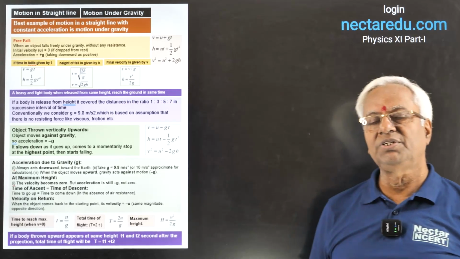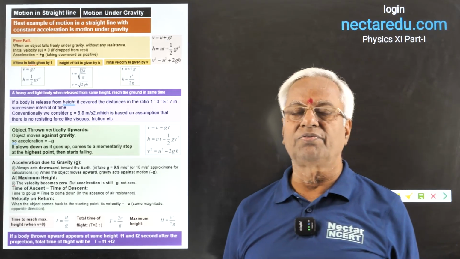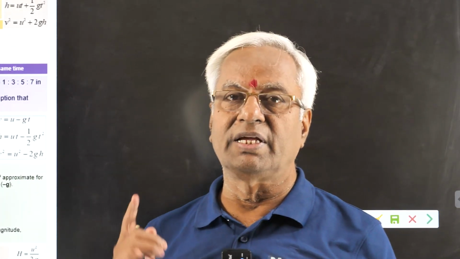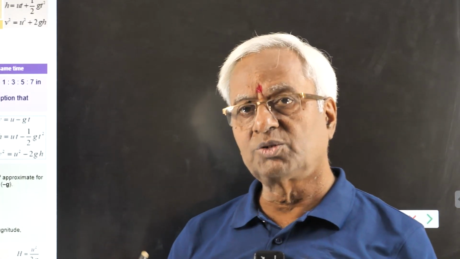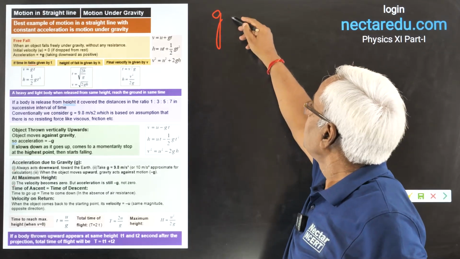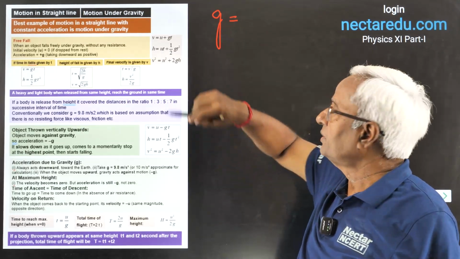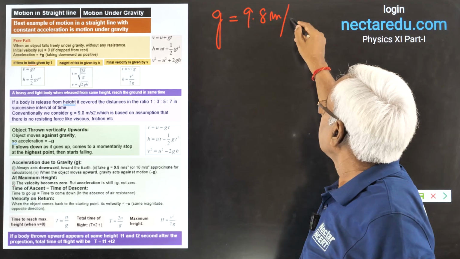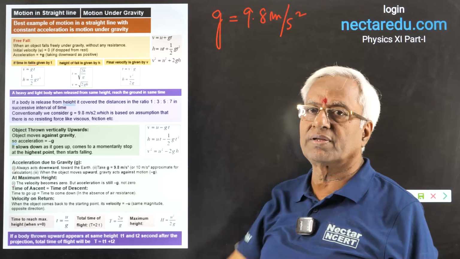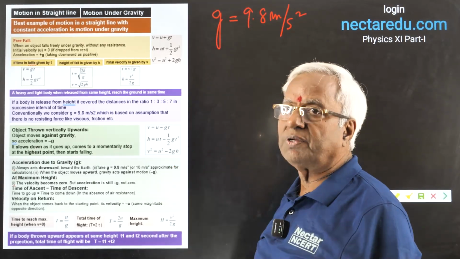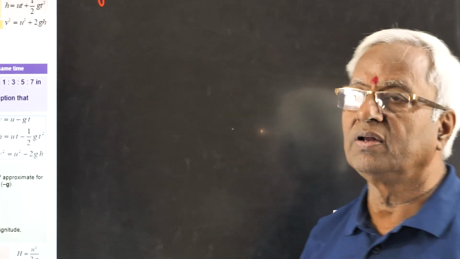The term motion under gravity is reserved only for the situation when the body is moving under the influence of Earth's gravitation. In that case, the acceleration due to gravity, represented by g, is equal to 9.8 meters per second square. When the body is falling down, we call it free fall.